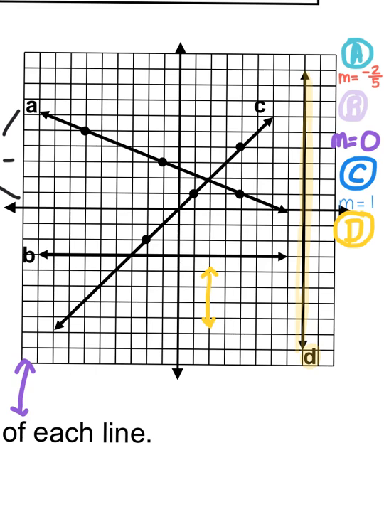Now let's consider the slope of line D. Notice that it's a vertical line, so when you see vertical, I want you to think VUX. VUX is not the answer, but it does point to what the slope of the line is. If it's a vertical line, it's going to be an undefined slope.